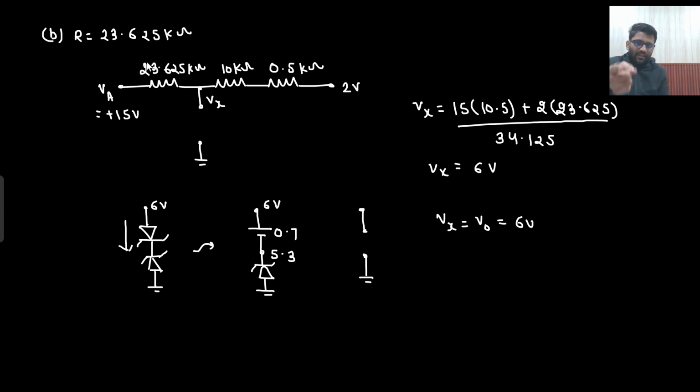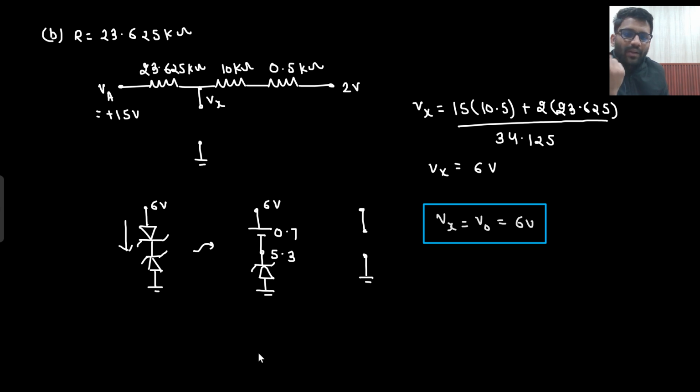Now there is a resistance R, there is this 10 kilo ohm, there is 0.5 kilo ohm. So this resistance R will take some drop. So the Vx value will be 6 volt. This will be the value of Vx. Are you getting this point? Okay. So this was the Vx value we are getting.